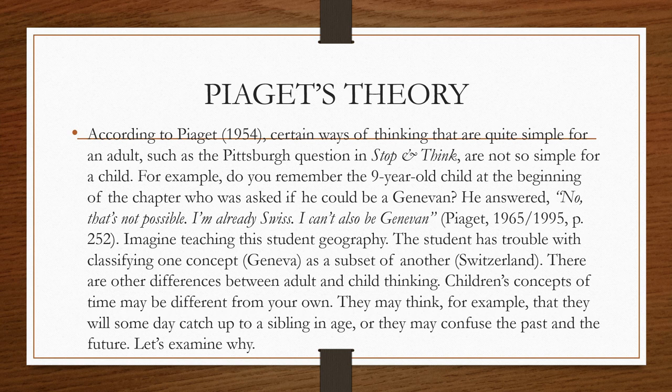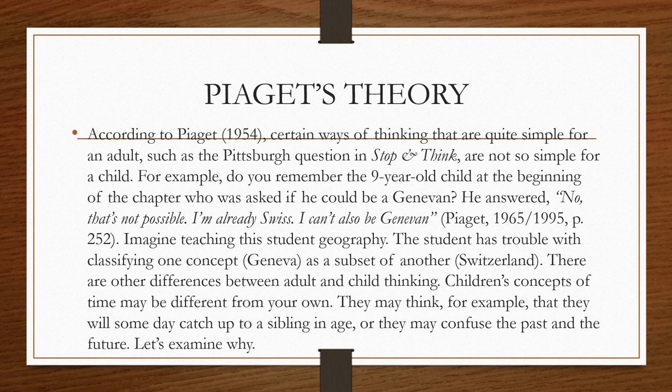Okay, let's begin. According to Piaget, in 1954, certain ways of thinking that are quite simple for an adult, such as the Pittsburgh question and stop and think, are not so simple for a child. For example, do you remember the 9-year-old child at the beginning of the chapter who was asked if he could be a Genevan? He answered, "No, that's not possible. I am already Swiss."